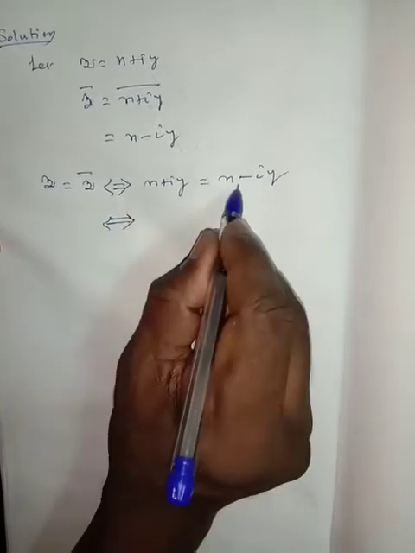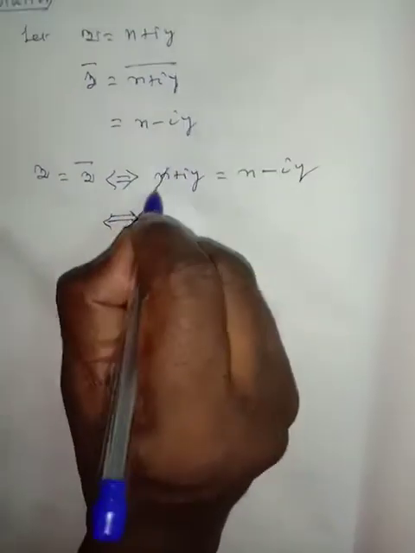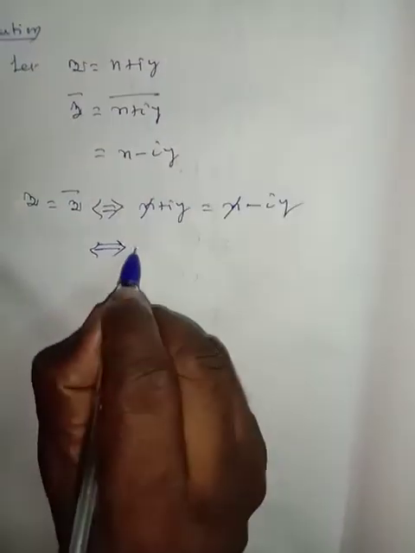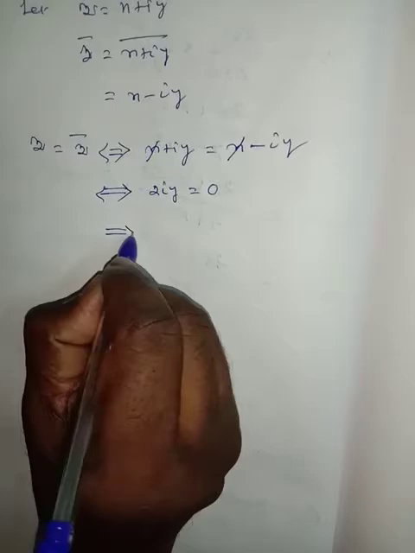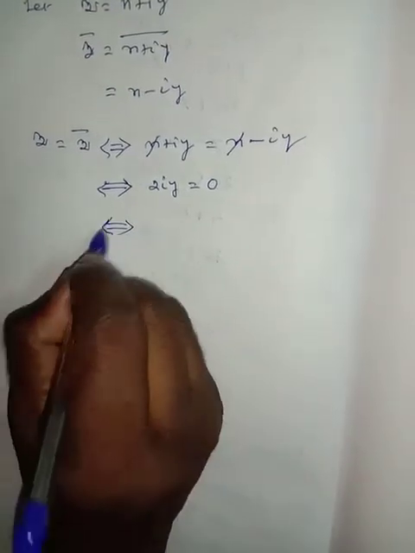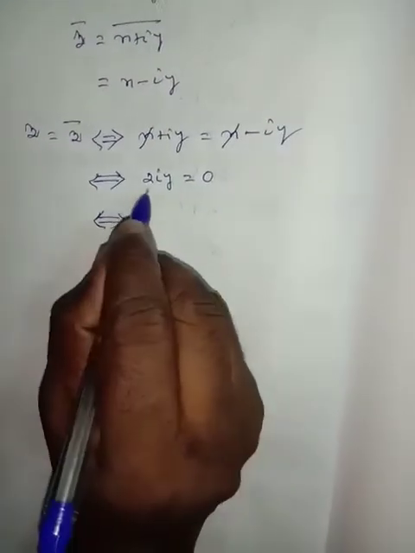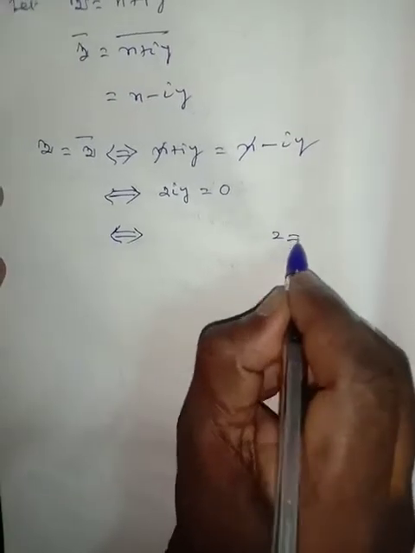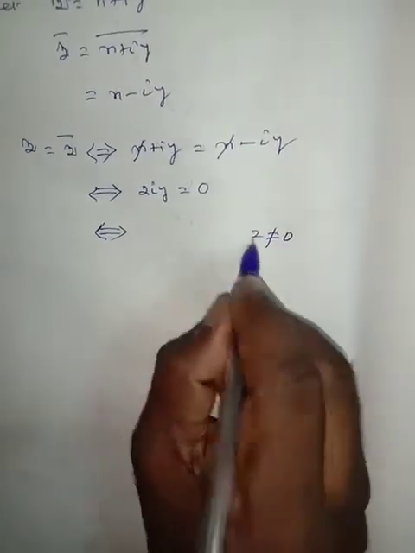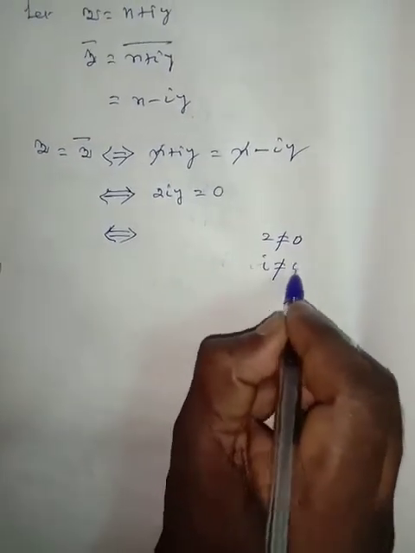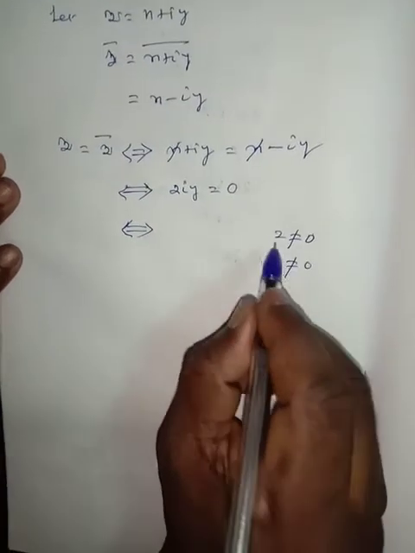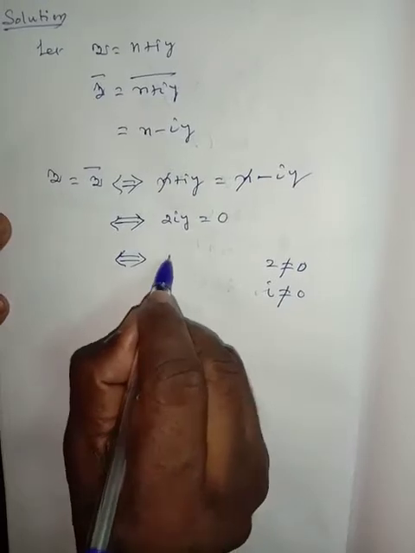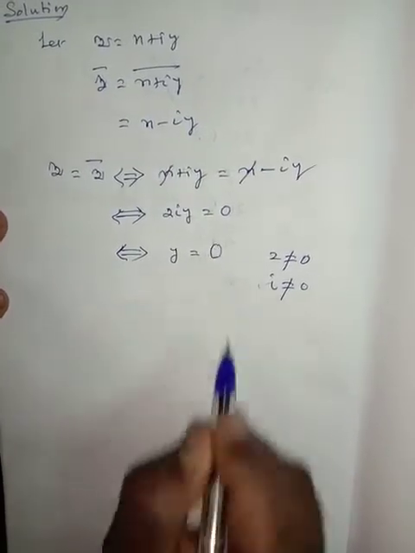This means if and only if x cancelled, this and this are cancelled, 2iy is equal to 0. If and only if 2 is not equal to 0, i is not equal to 0. Why? i is root of minus 1, and root of minus 1 is not equal to 0. Therefore, y is equal to 0.